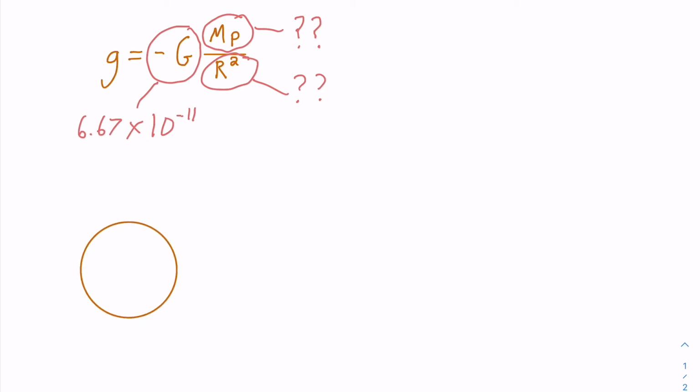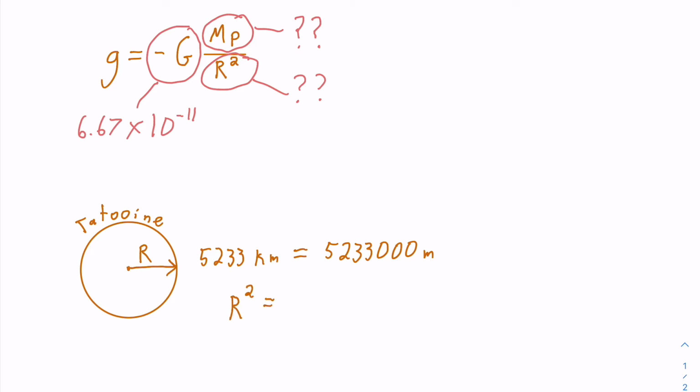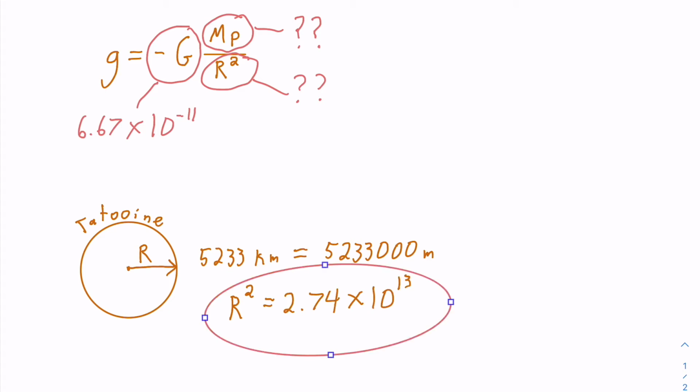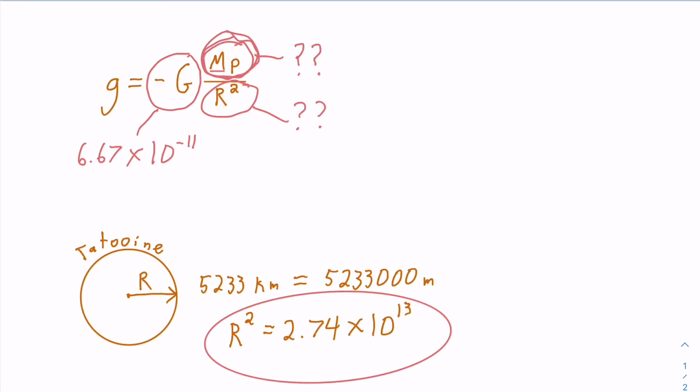Let's start with the planet Tatooine. On Wikipedia, we can find that the radius is 5,233 kilometers. SI units are used in our calculations, so we will change kilometers to meters, leaving us with 5,233,000 meters. Then, following the formula, we square it, giving us 2.74 times 10 to the 13th. But there's a problem. Wikipedia doesn't list the mass of Tatooine.